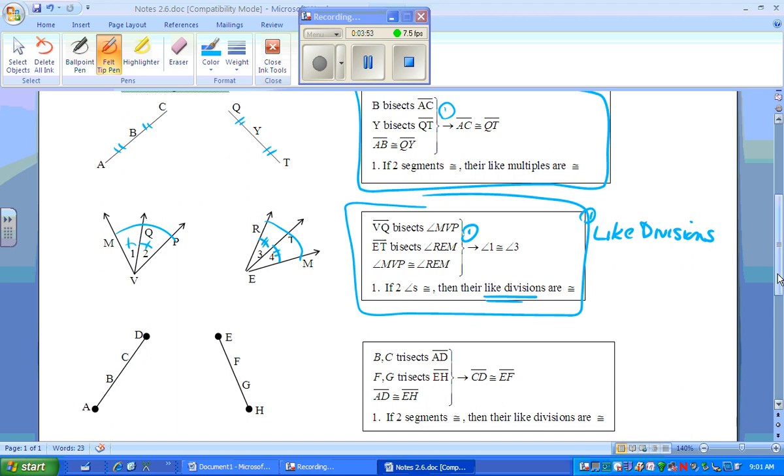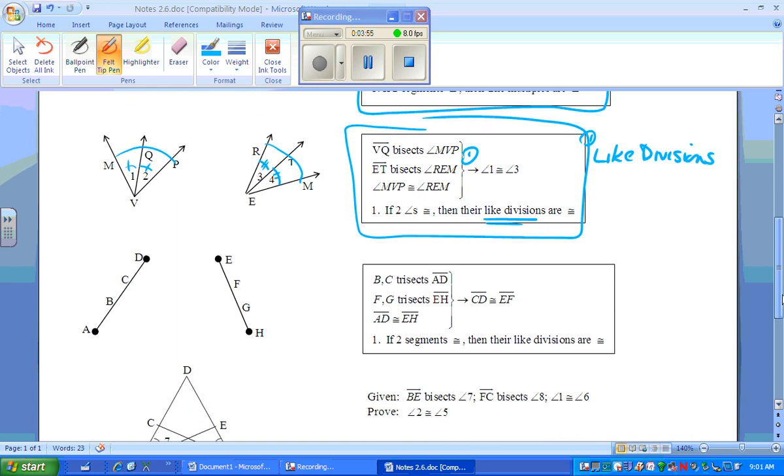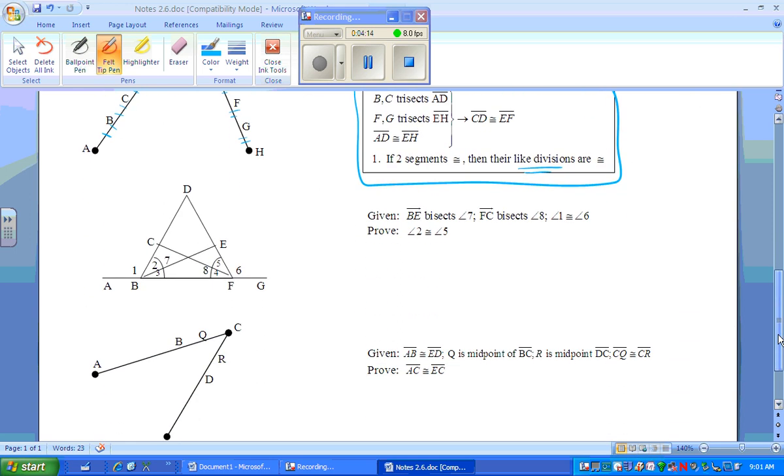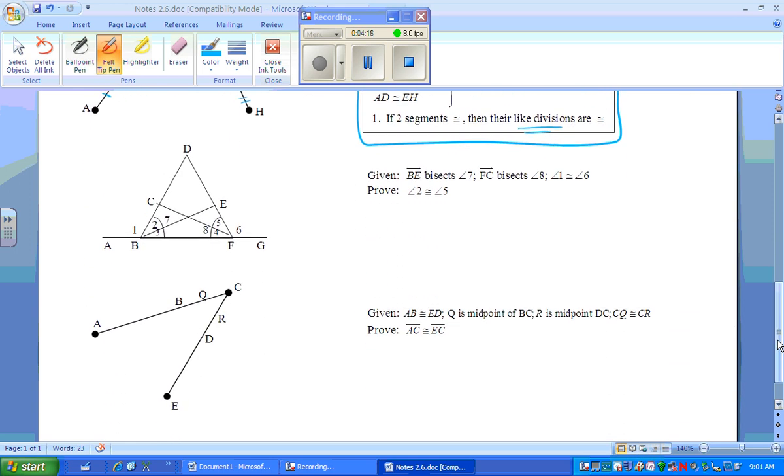All right. And will it work for segments just like angles? Sure does. This time I said trisecting, so these three pieces, the big ones were congruent, so that means you could break all the smaller ones into pieces, and once again, it's like divisions. Okay, so let's look at the proofs that we have here.